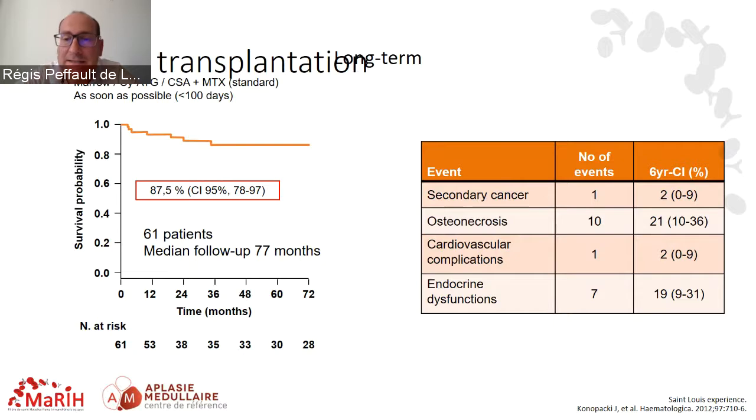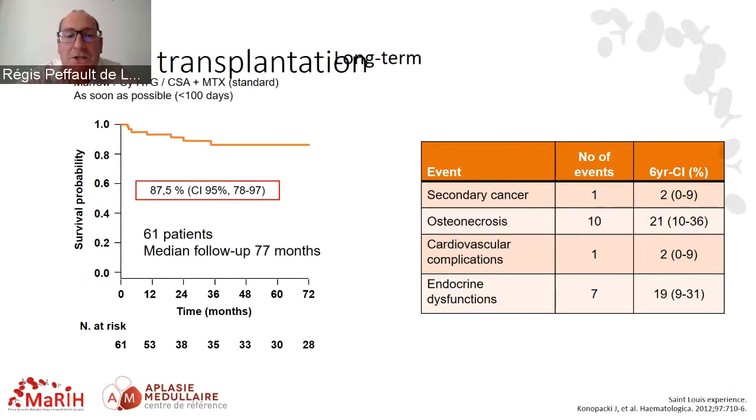And on the right side, you can see that the complications are very few and not higher than what we're observing with controls, not transplanted patients. The only complication we're observing a bit higher than normal is osteonecrosis. This is something that is not related only to transplant because we also have this kind of complication with immunosuppression, but about 25% of patients are still exposed to this risk. But again, this is the best treatment.